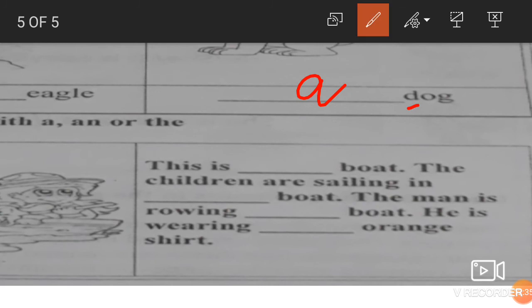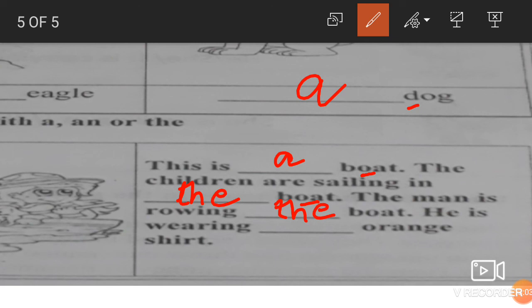Now again a and the to be put, beta. Okay. Let us begin. This is dash boat. I told you, first time a boat. The children are sailing in a boat. Again a, second time the boat. See, two times. Second time. The man is rowing the boat. Again the boat. Rowing the boat means driving it.